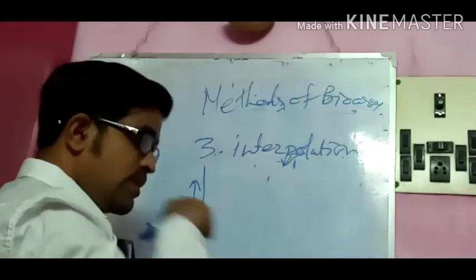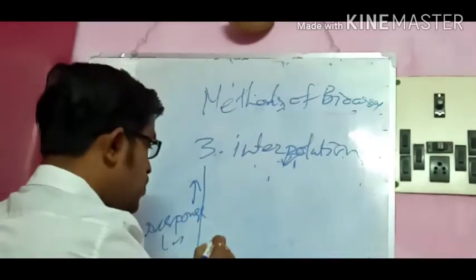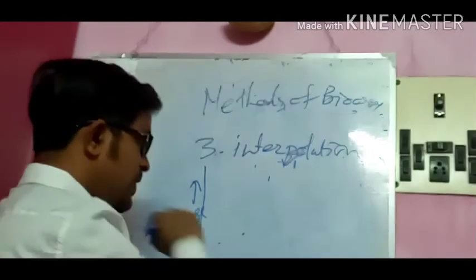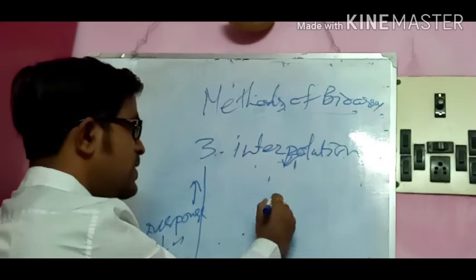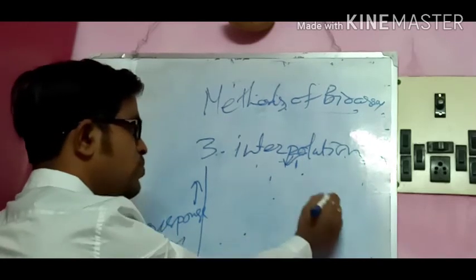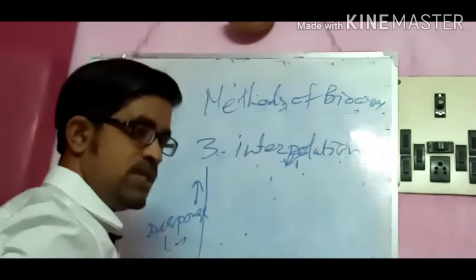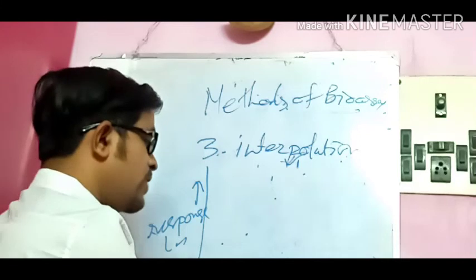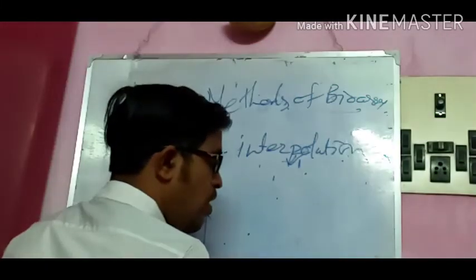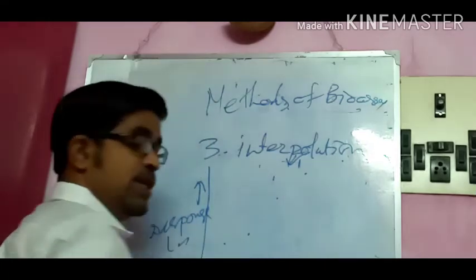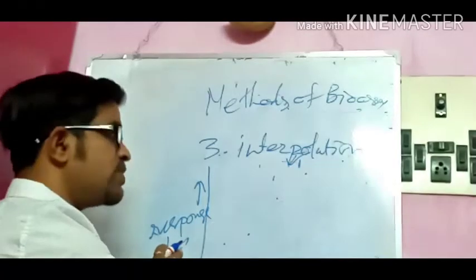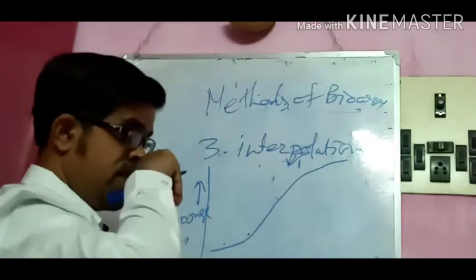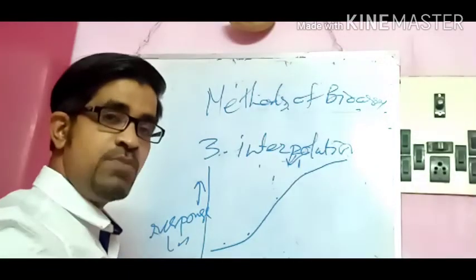So, in 0.1 microgram, you got some response. In 0.2, once again you got some response. 0.4, you got some response. 0.8, you got some response. 1.6, you got some response. You plot that response, and here you are going to take the log of the dose you have taken. So if you plot this log dose versus your response in millimeter, you will get a sigmoid curve, a shape. That's why it is called a sigmoid curve.